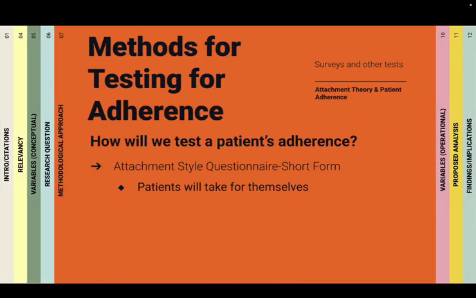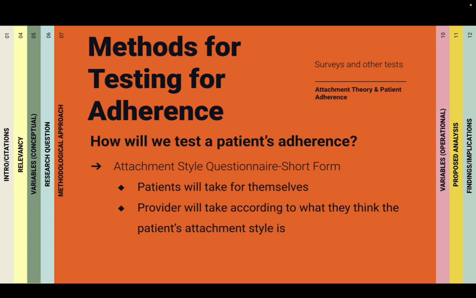So, we would start with the attachment style questionnaire short form. Patients will take for themselves. It is 29 questions on a scale of 1 to 5, 5 being most likely, 1 being less likely, and how it relates to them. Providers will take a look at the questionnaire, look at the different things, and then apply that to their patients and what they think their patient's attachment style is. And then we'll do blood tests and physical examinations of the patients throughout time to see, are they being adherent to their treatment plan, whether that's, is their blood pressure going down, is their cholesterol going down or staying steady, or are these things going up or not changing.